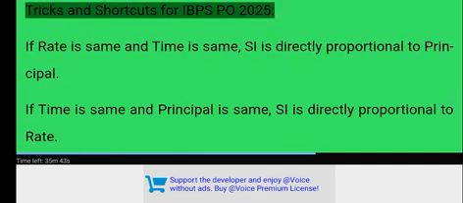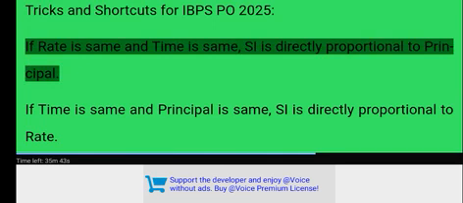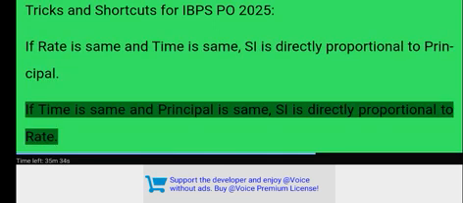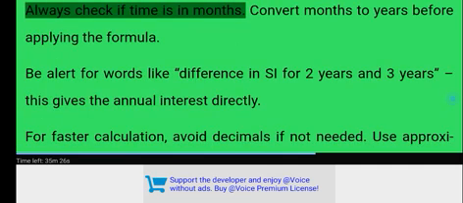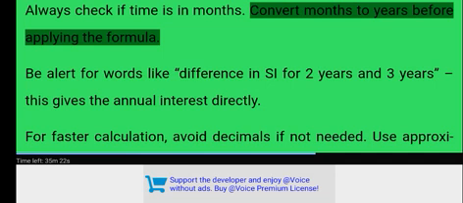Tricks and shortcuts for IBPS PO 2025. If rate is the same and time is the same, SI is directly proportional to principal. If time is the same and principal is the same, SI is directly proportional to rate. Always check if time is in months. Convert months to years before applying the formula.